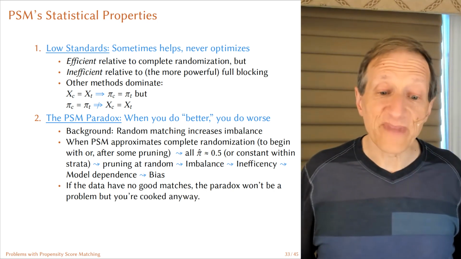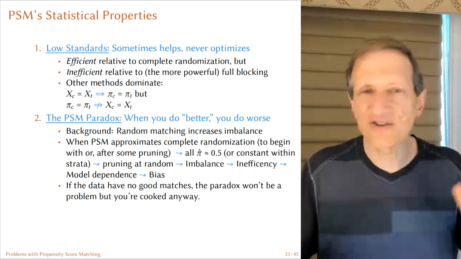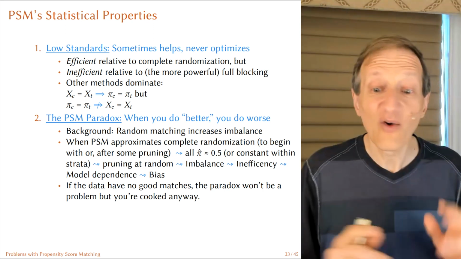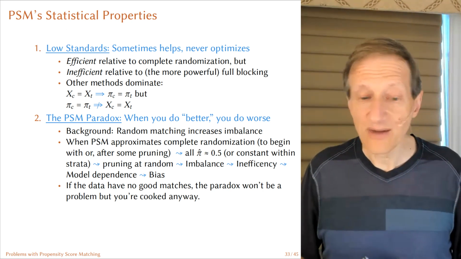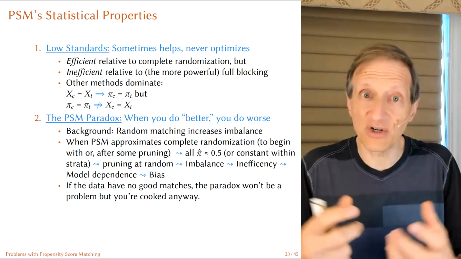So that's a bummer. If the data have no good matches at all, won't propensity score work? Well, the paradox won't be a problem, but you're cooked anyway, because if the data have no good matches, there's no method that's going to make them good.